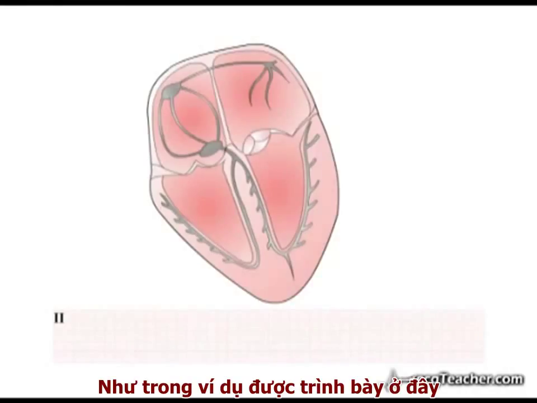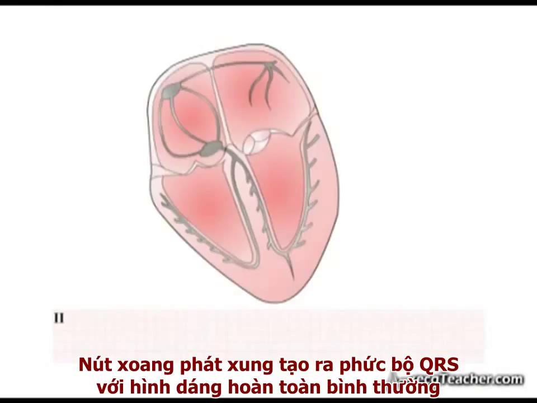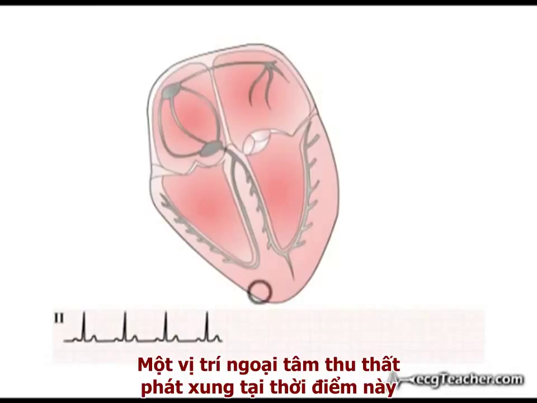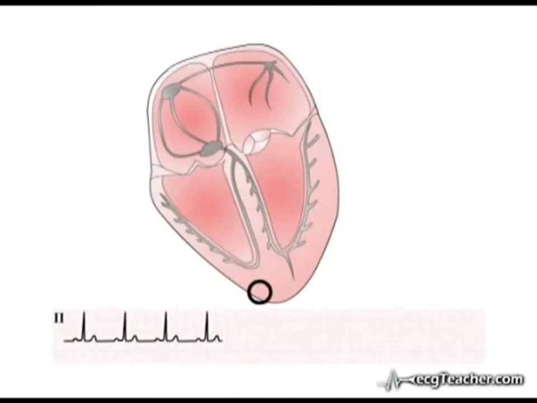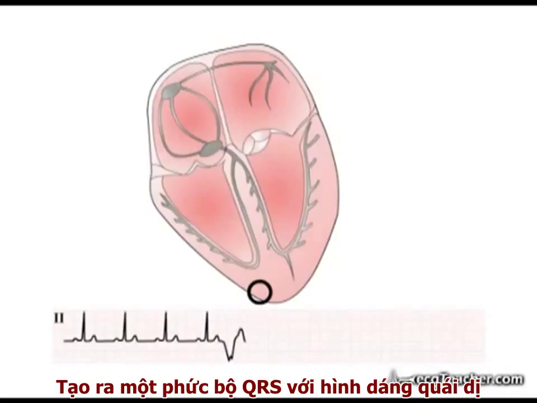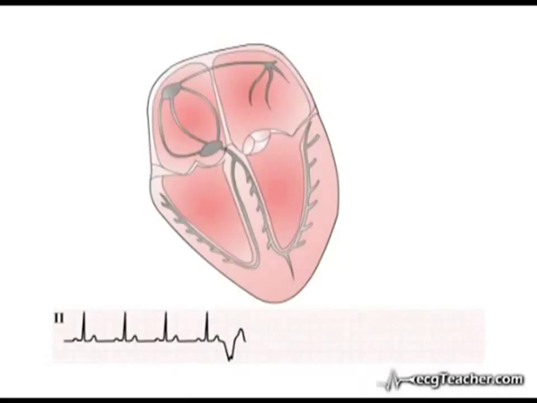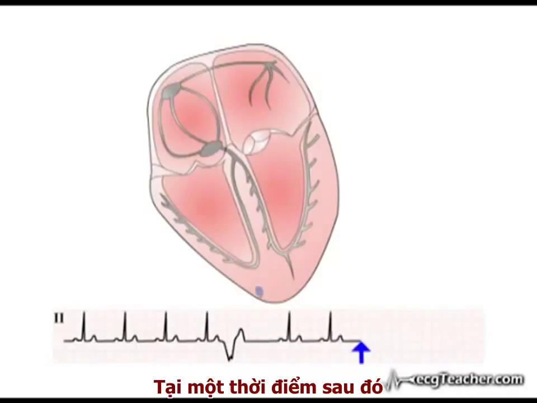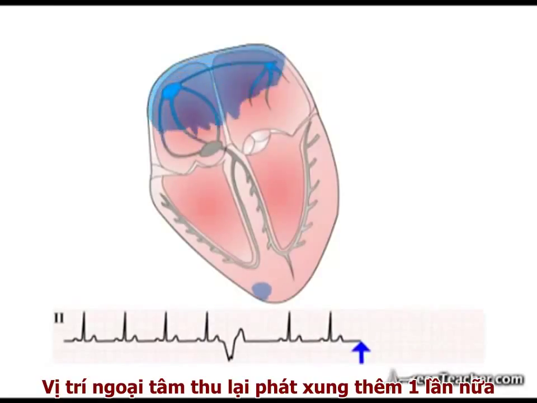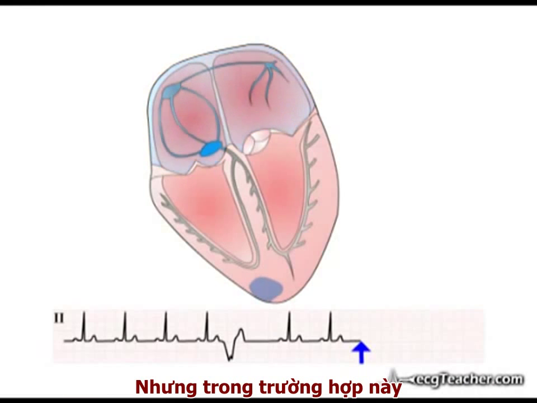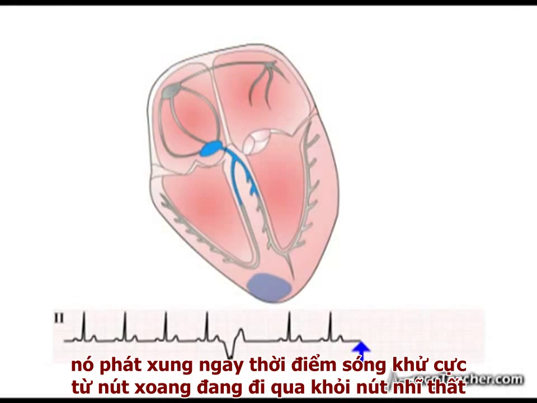In the situation shown here, a sinus discharge is generating QRS complexes of normal morphology. A ventricular ectopic focus has fired at this point, generating a QRS complex of the expected bizarre wide morphology. Sometime later, the ectopic focus has fired again, but on this occasion, just as a sinus discharge is traversing the AV node.